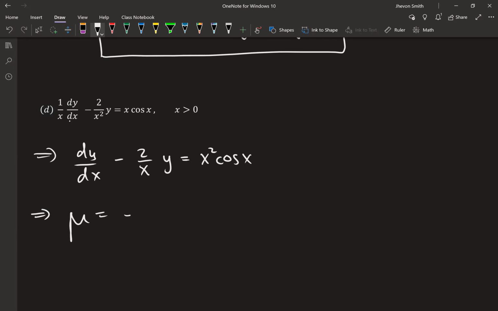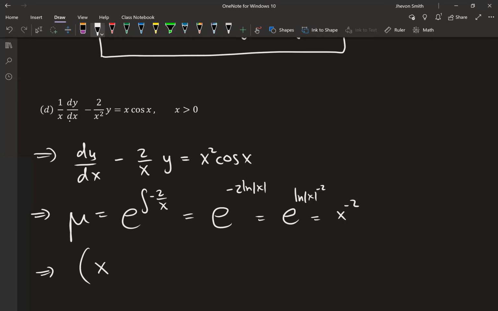Mu is going to be e to the integral of the p, which is the coefficient of the y when put in standard form. This is going to be e to the minus 2 ln x. This is going to be e to the ln of absolute value of x raised to the minus 2. Now that's going to be the same as positive x raised to the minus 2. So now I'm going to multiply both sides by that. So this is going to be x to the minus 2 times y prime. The right side is just going to become cosine of x.